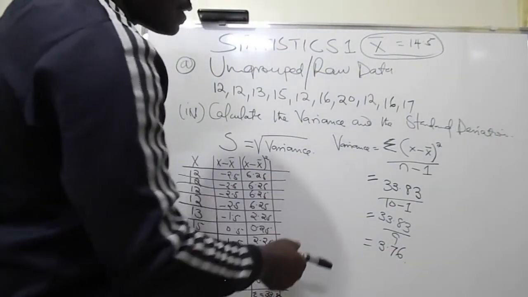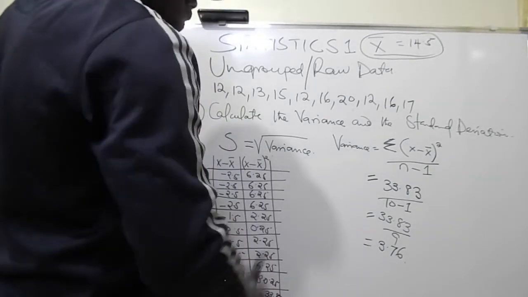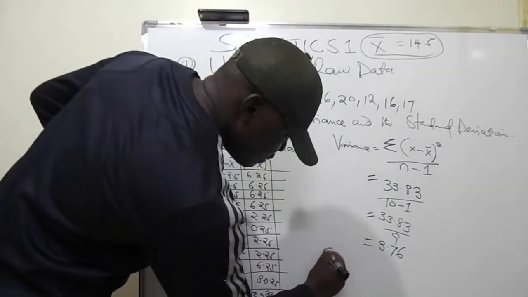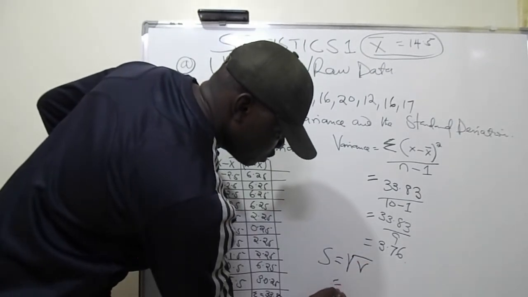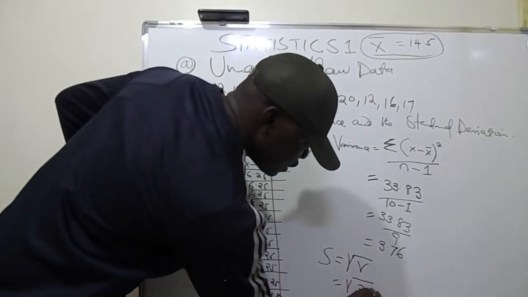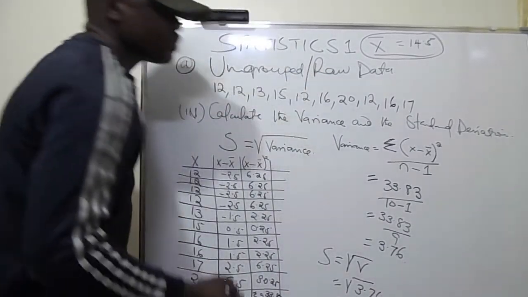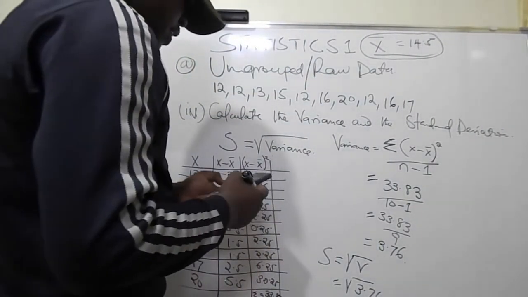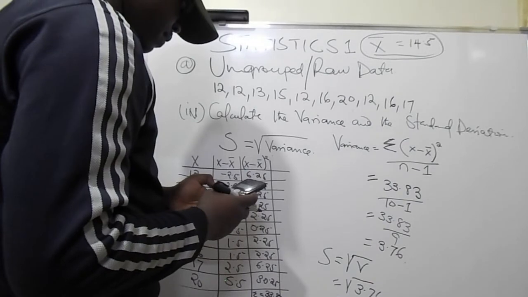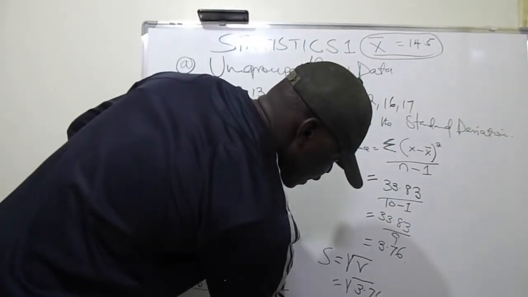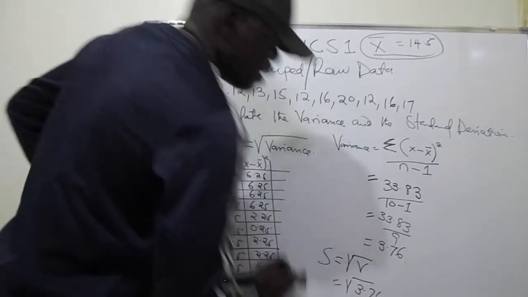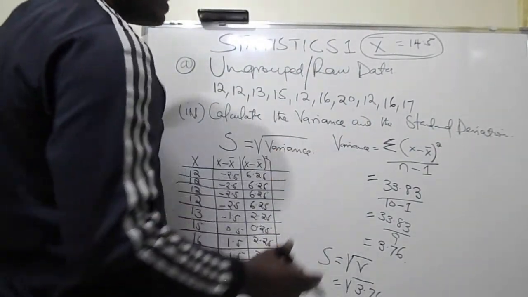So if this is the answer, this is the variance, what is the standard deviation? Standard deviation is the square root of the variance. So it is going to be the square root of 3.76. And the standard deviation is going to be 1.94. That is how this is calculated.